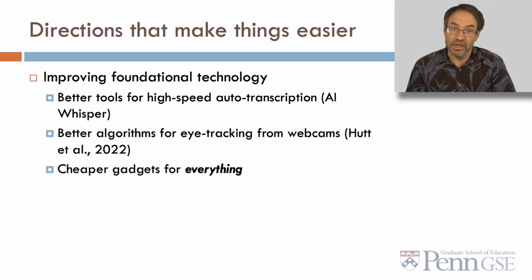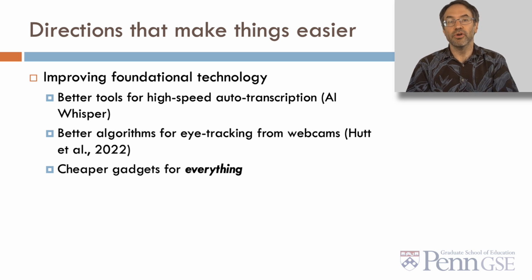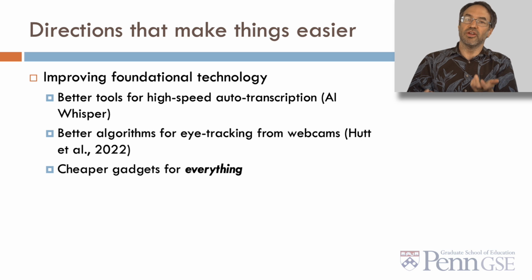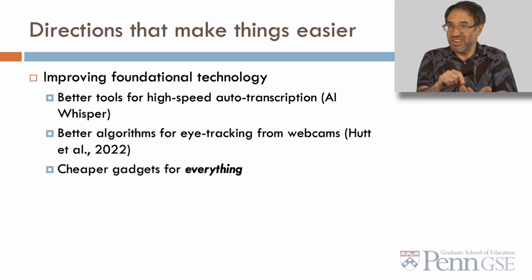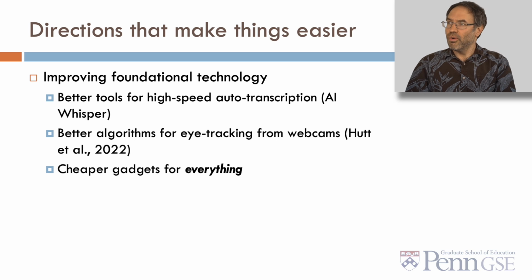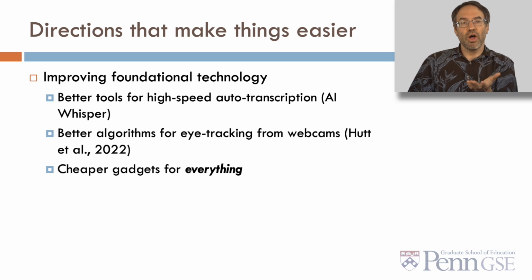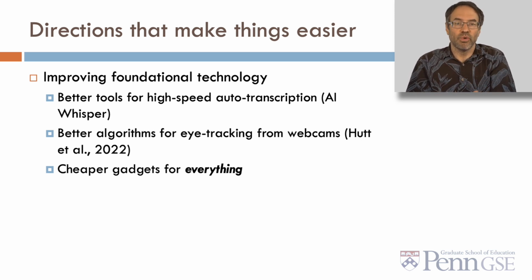One thing that's making it less painful over time is improving foundational technology. For example, better tools for high-speed auto-transcription like AI Whisper. Used to be that getting a transcript meant hiring a transcription service where some poor person would actually go through and write it all down. Or a complex procedure with multiple grad students who you had to train and make sure and check against each other.